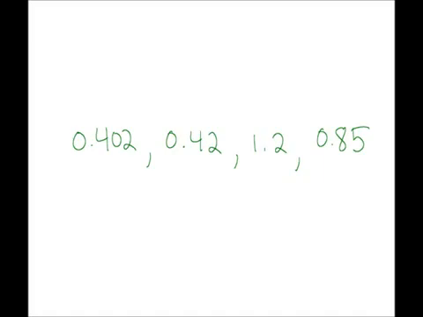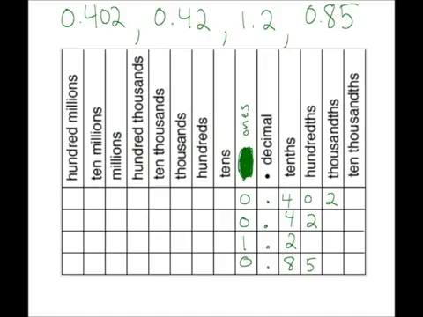I notice that all of these numbers have decimal points, so I'm going to put them on a place value chart in order to compare them. You can see that some of the numbers have some blank spots. I'm going to fill those in with zeros. Now that I have the zeros filled in, I can compare them.